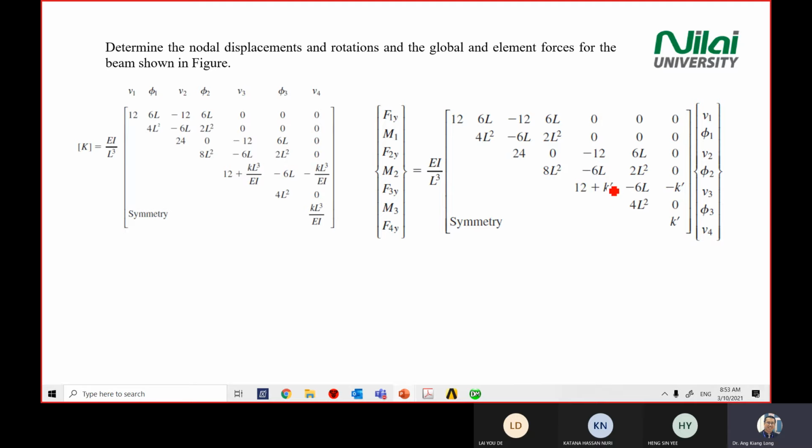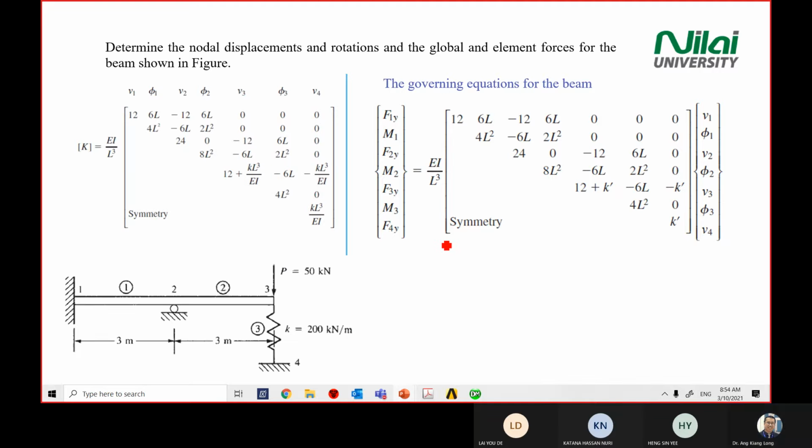From here, you know that the K prime here, I just represent with KL cube divided by EI, because it's quite a complicated fraction when you try to put into the PowerPoint. You have lots of adjustment to do. So I just replace with K prime. Then you solve it.